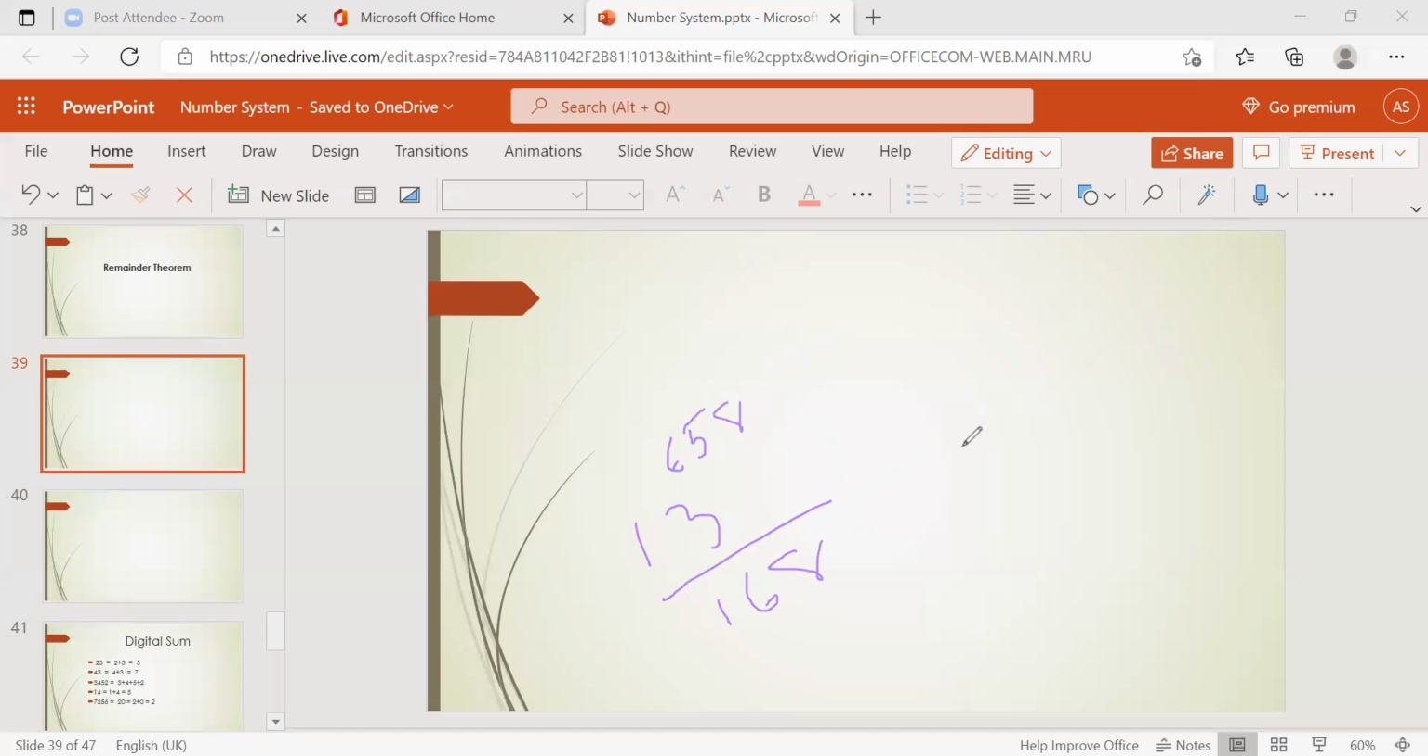What's the 13 square? What is the 13 square? 169. So I can write that in the 13 format, right? 13 power 2, whole power 329, right? So by 168, right?